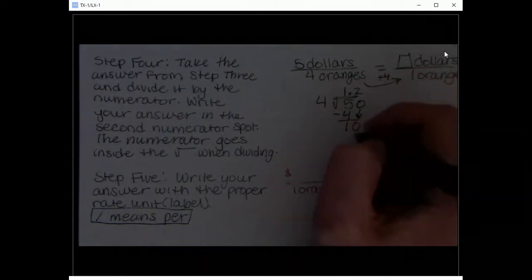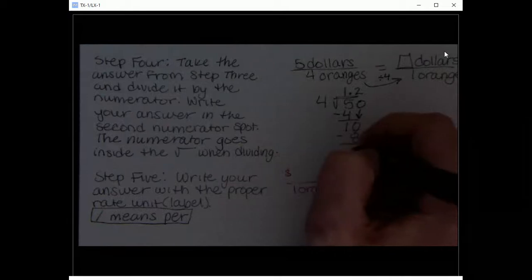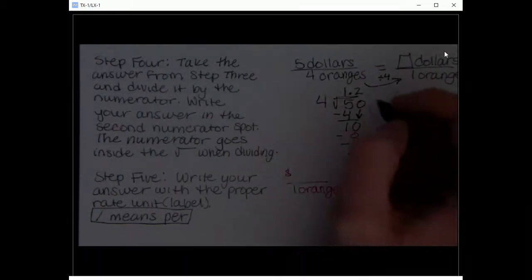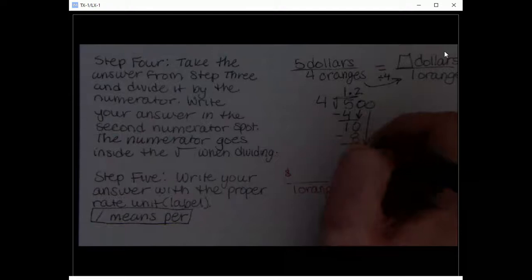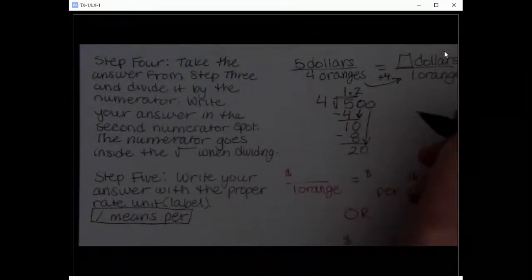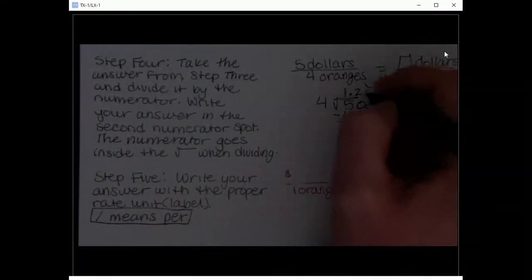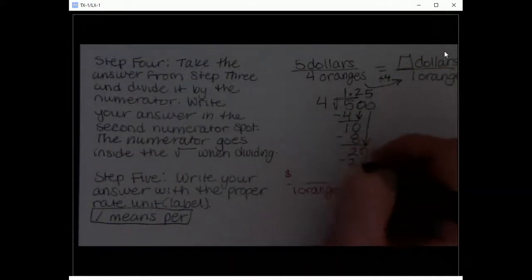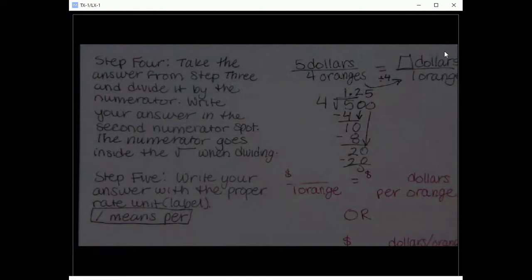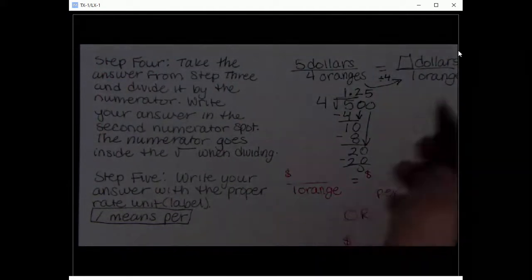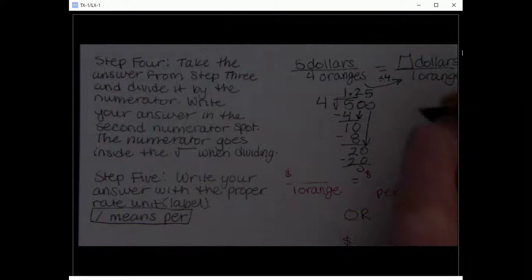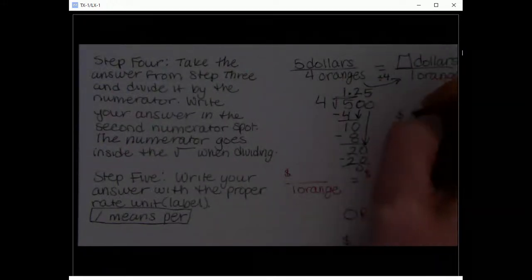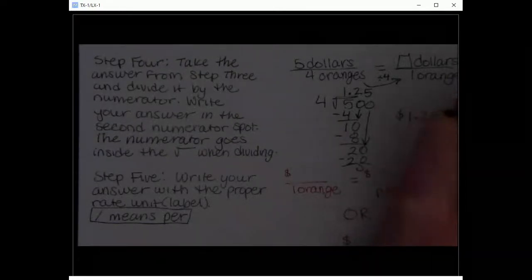2 times 4 is 8. When we subtract, we are left with 2. I'm going to add that other 0 to bring it straight down. 4 can go into 20 5 times without going over. And we are left with nothing as a remainder. So overall, our final amount is going to be $1.25.